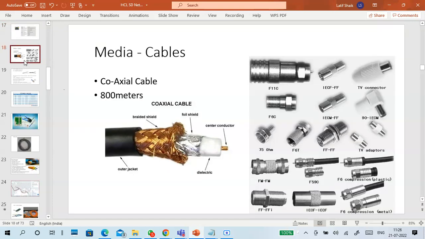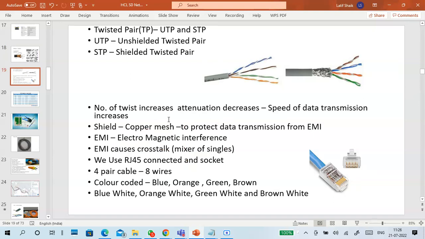So this is mostly a half duplex type, where you can either send or receive, and we use different types of connectors. There are BNC connectors, British Naval Connector, and T connectors. If you want to create a bus topology, coaxial cables are better to use. The next type of cable is twisted pair cables.